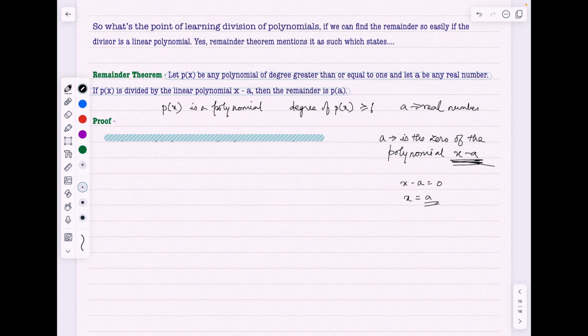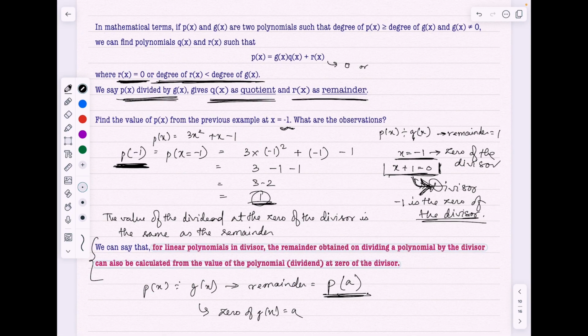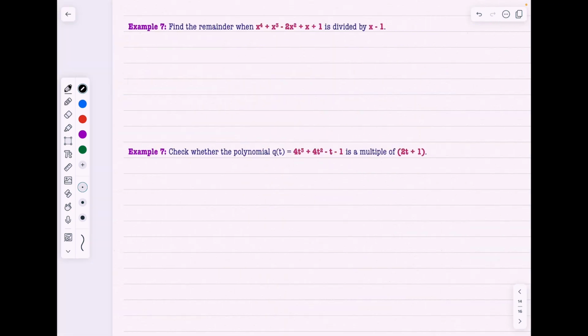Remainder is the value of the polynomial at the 0 of the divisor, that is the polynomial x minus a. Same thing I told you. When you divide two polynomials and the divisor is a linear polynomial, the remainder can be calculated using what? The value of the dividend, the value of the polynomial. See, it is saying the same thing.